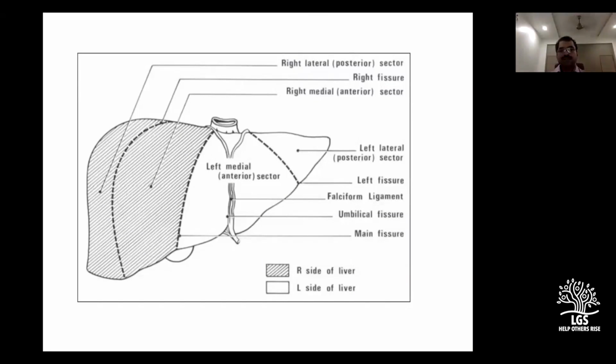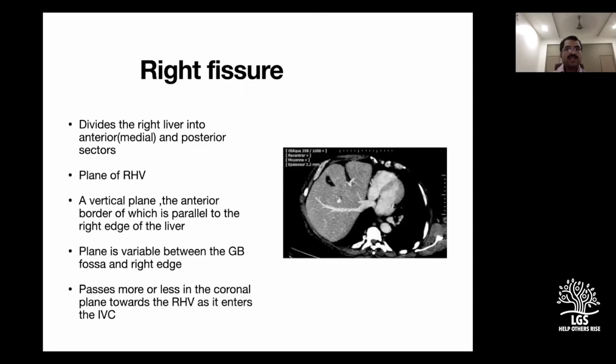Actually, there is a difference in terminology which is used now and which is described by Couinaud. Because in Couinaud's literature, the left fissure actually contains the left hepatic vein, and he divided the left liver differently, like a left posterior sector and a left medial sector. Whereas the current terminology, they changed this. So the right fissure actually contains the right hepatic vein.